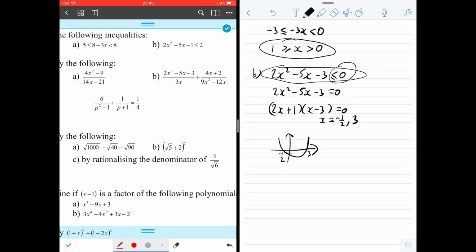So that's these bits here, and that means that these x values along here, so everywhere between -1/2 and 3, so -1/2 less than or equal to x, less than or equal to 3, again less than or equal to, because my original inequality was not a strict inequality, it had an equal sign there as well.